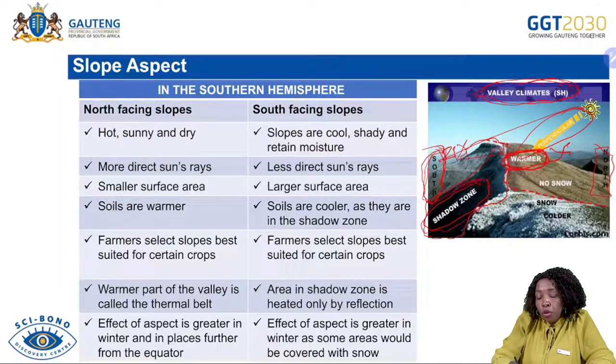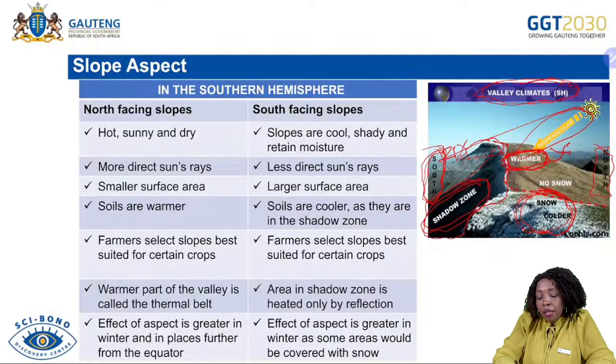And this would also impact on the winter weather, where mostly areas that are in the shadow zone would be covered by a large amount of snow in the areas that are snowing, like your Drakensberg areas within the Lesotho region and parts of the Free State. So those slopes that are south-facing are the ones that you would find more of the snow covering.